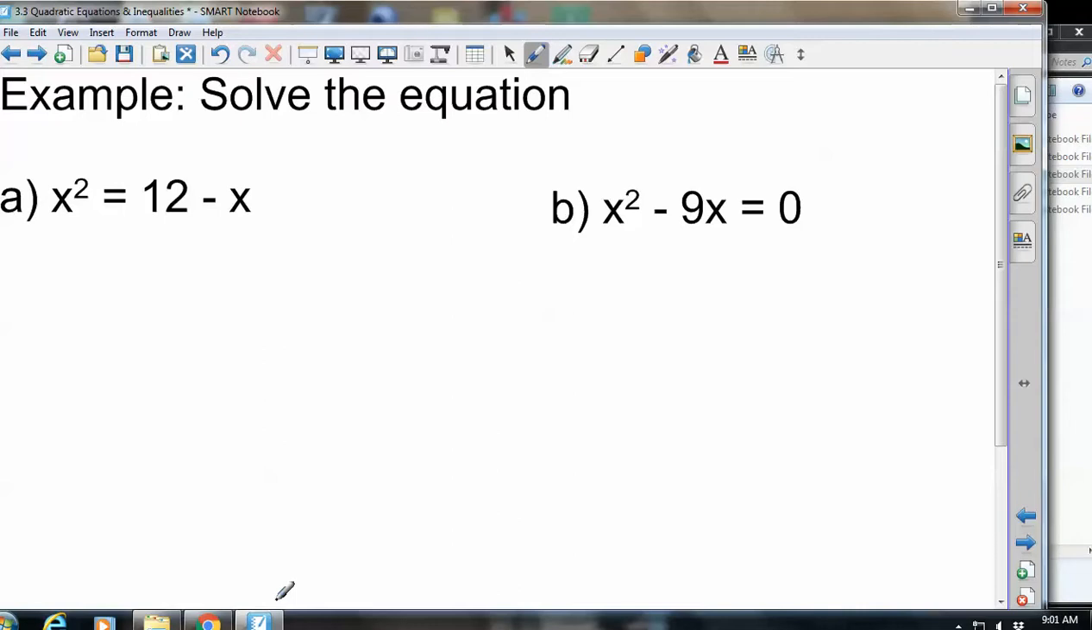Alright, so first step, every time it's a quadratic, we want to set it equal to 0. We prefer for the x squared to be positive when we get ready for factoring purposes, so I am going to move everything to the left-hand side of the equation. So that means I have to add over my x and subtract over my 12.